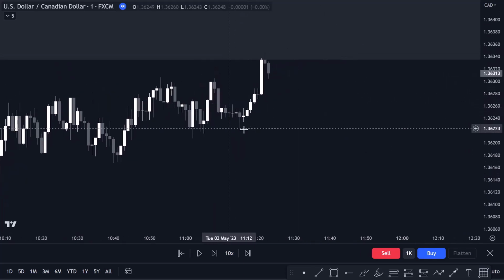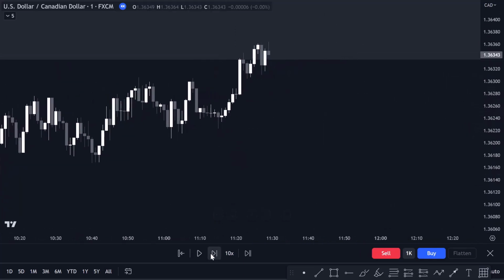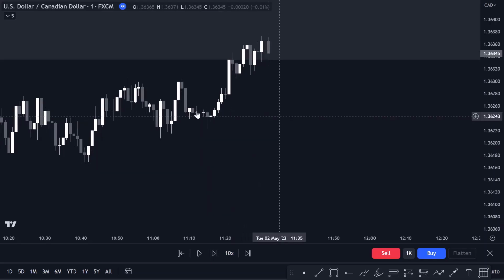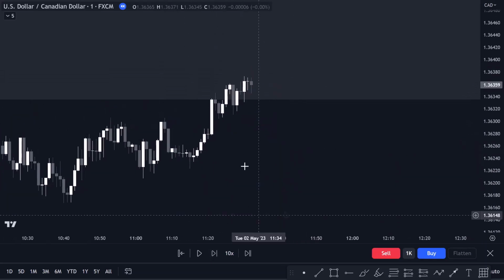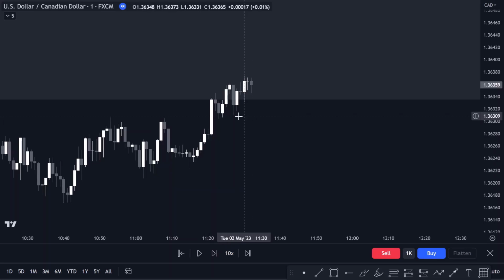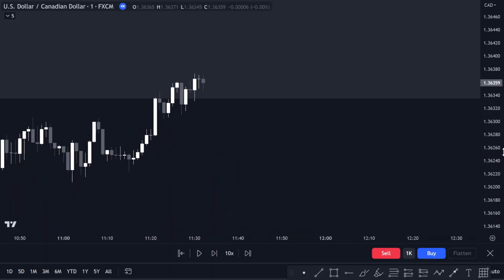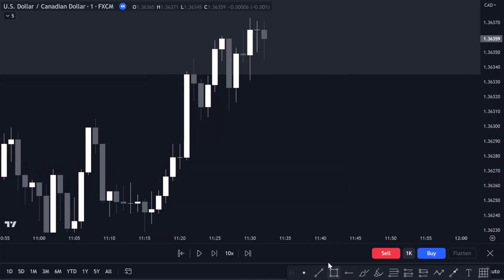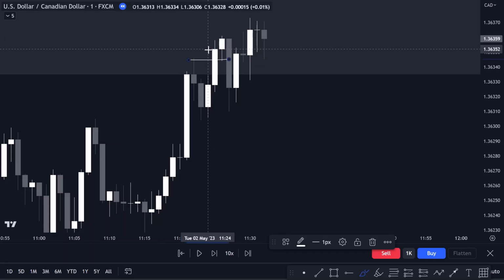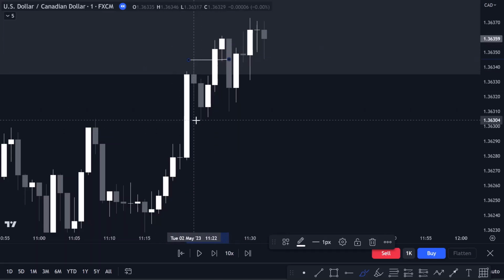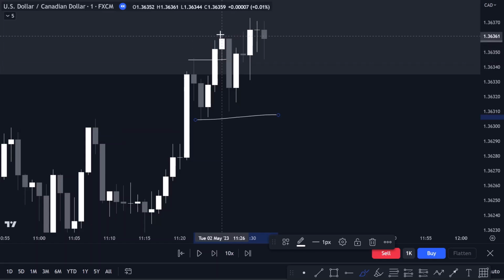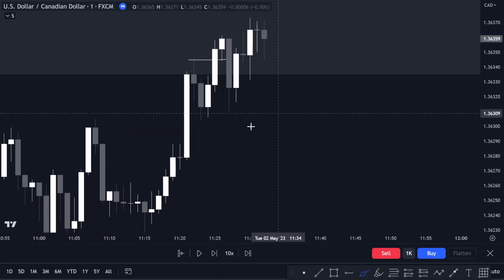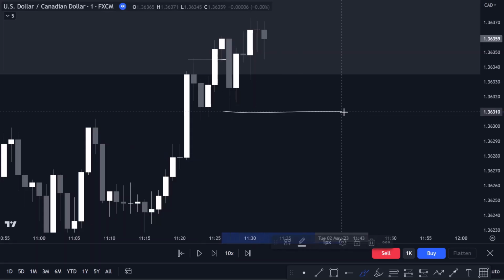My change of character would be right here. Price keeps going up. It's not here anymore. My change of character, I'll take it from here. Because you see, if I'm scalping the 1 minute based on the higher time frame, this would be my first sweep here. So after this sweep, my change of character is here. The second sweep, my change of character is becoming here instead. So now change of character is right here.